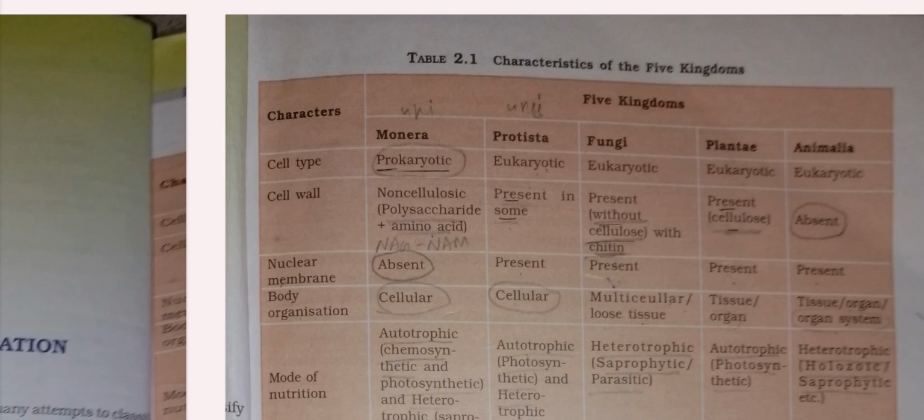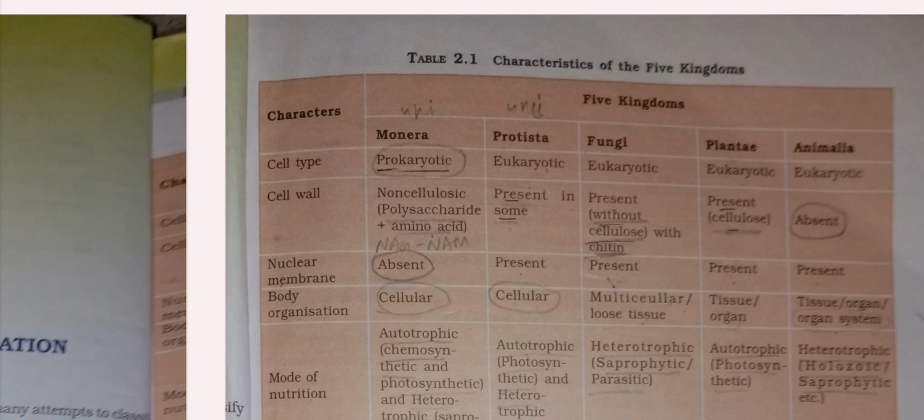In Monera, the nuclear membrane is absent. Why? Because the cell is prokaryotic. That means the nucleus is not developed. As the nucleus is not developed, the nuclear membrane is not developed, so it is absent. And in all the four, Protista, Fungi, Plantae, Animalia, the nuclear membrane is present. Then body organization. Body organization is cellular.